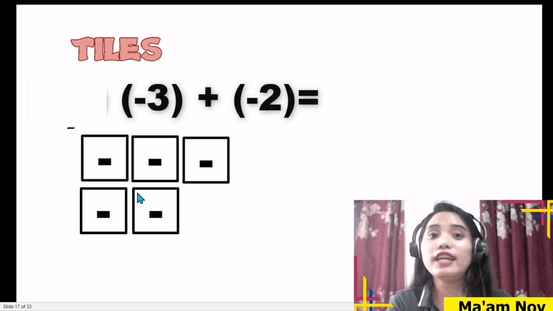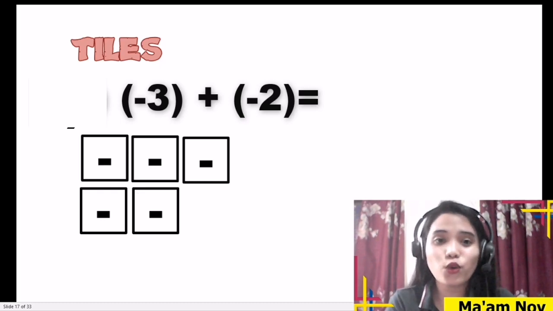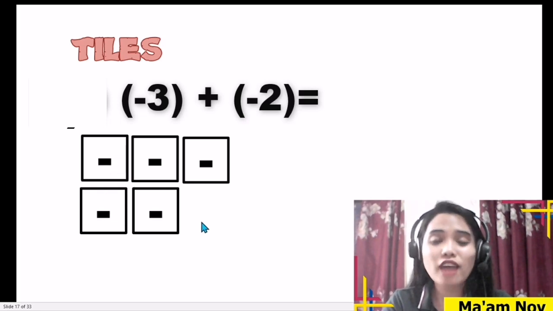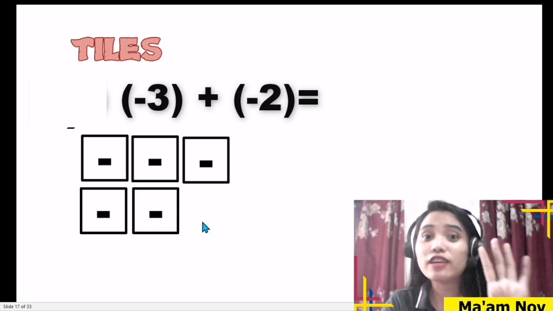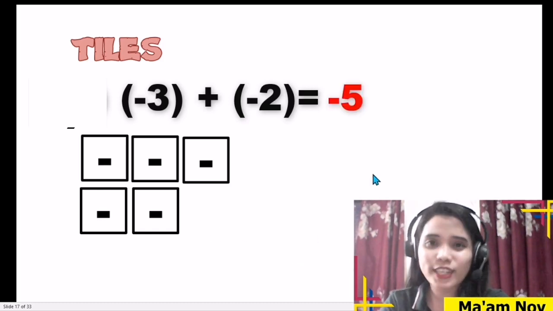Diba sabi ko kanina, kapag ang positive and negative tiles nagkadikit, magiging 0. Pero since hindi ito positive, therefore walang 0 dyan. Walang makakancel dyan. So, how many tiles do we have? That's right, 5 negative tiles. So, ang sagot is negative 5.